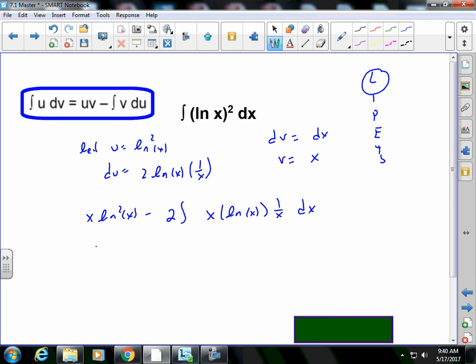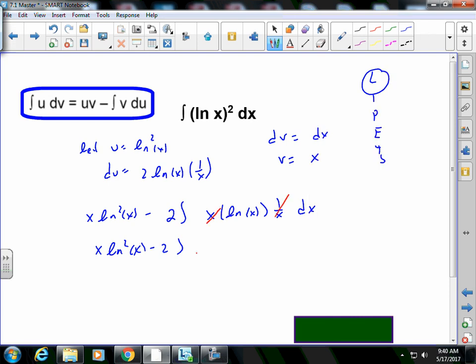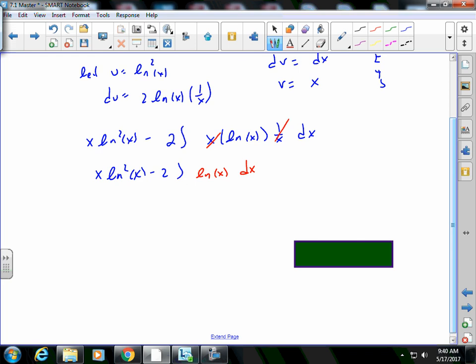So this cleans up nicely. x natural log squared of x, subtract 2 times the integration. When I pay attention, this and that will cancel, giving me the natural log of x dx. Well, if I look at this, we haven't learned how to integrate the natural log of x, so we are going to use integration by parts again. So we're going to let u equal the natural log of x, du is equal to 1 over x, dv is equal to dx, and v is equal to x.